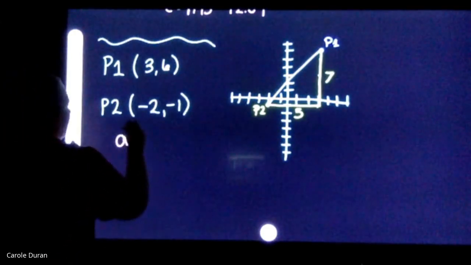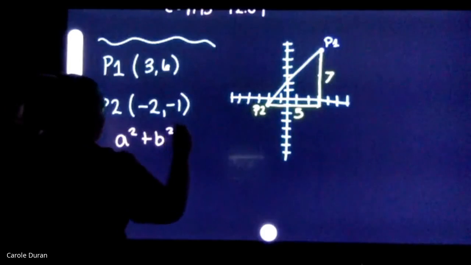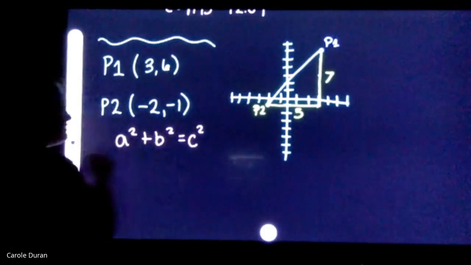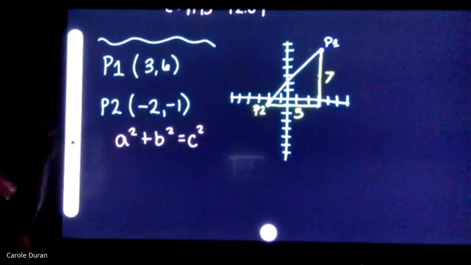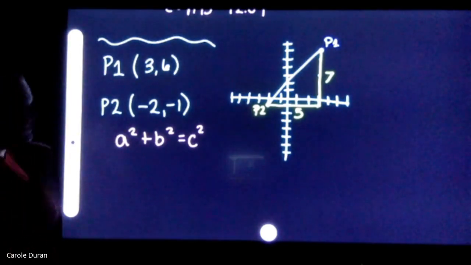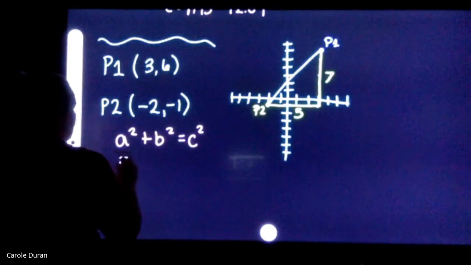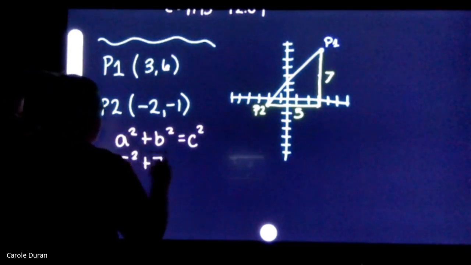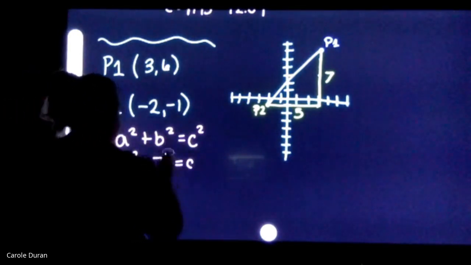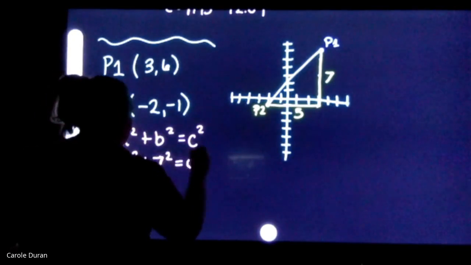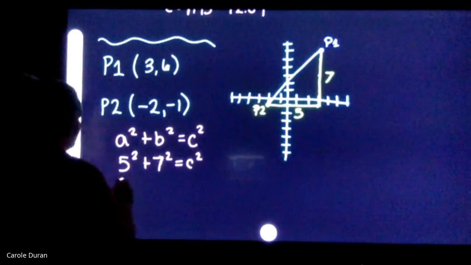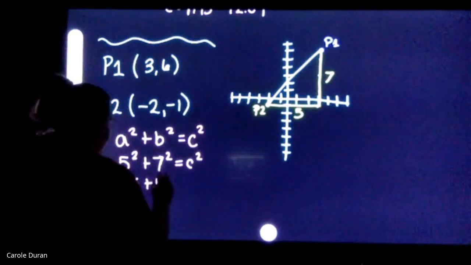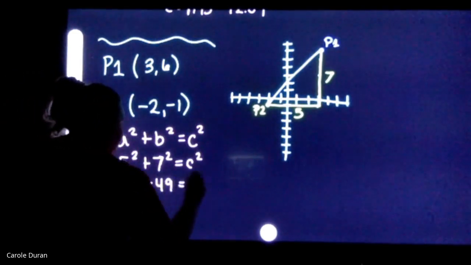Again, Pythagorean theorem is a squared plus b squared equals c squared, where c is the unknown I'm trying to solve for. I know a and b because they're the 2 lengths I just found, so 5 and 7. When I plug those in, I get 5 squared plus 7 squared equals c squared. I simplify these. 5 squared is 25. 7 squared is 49.